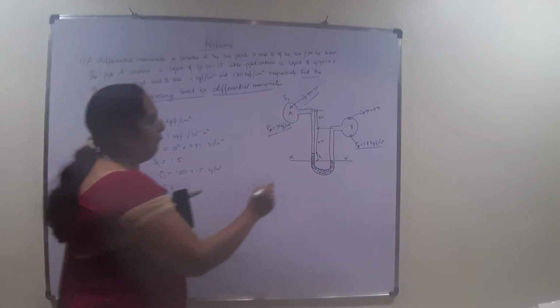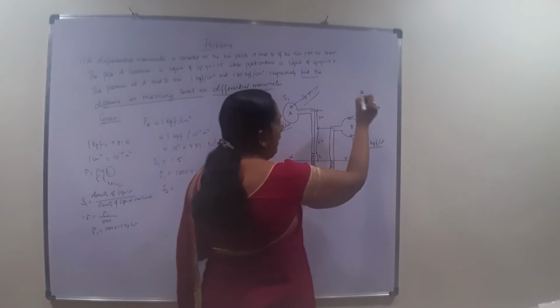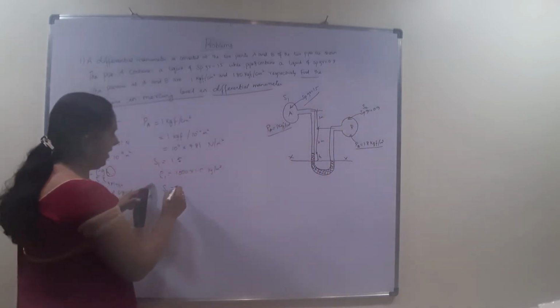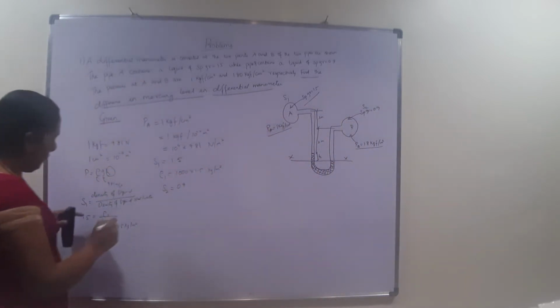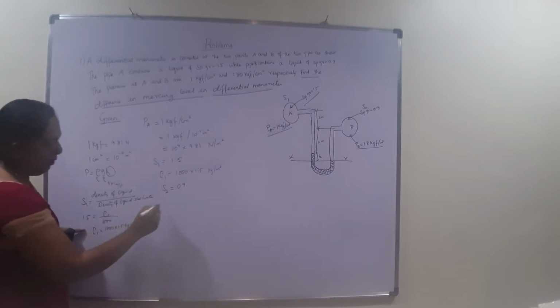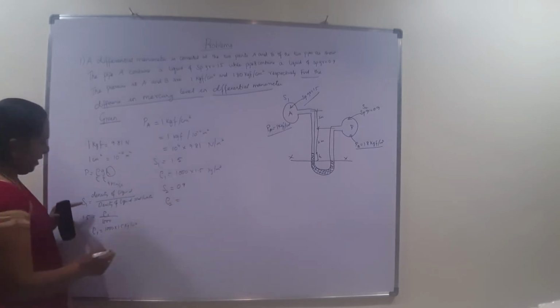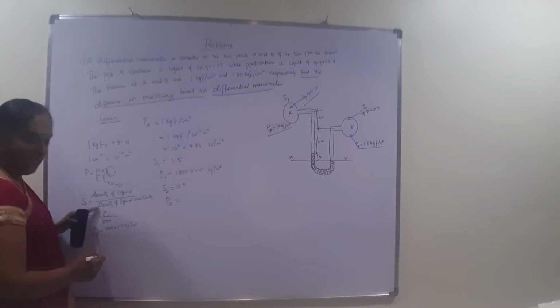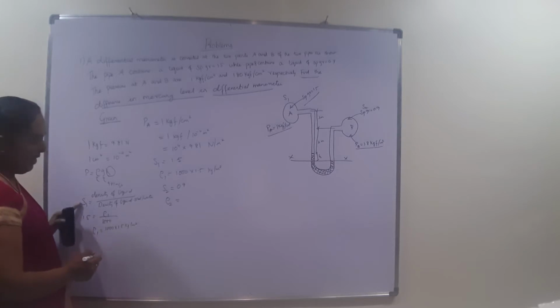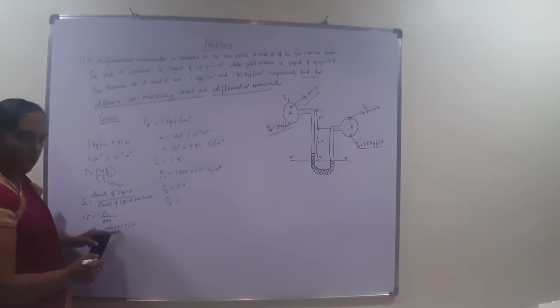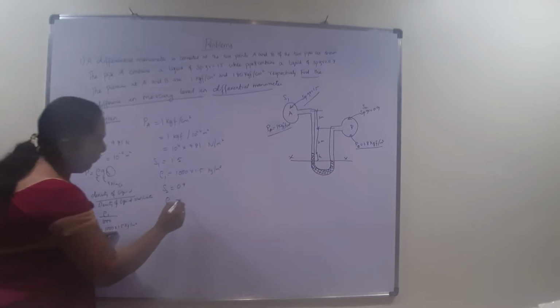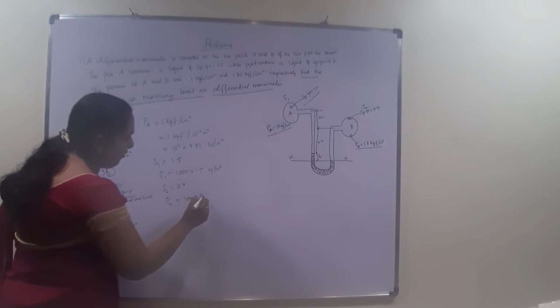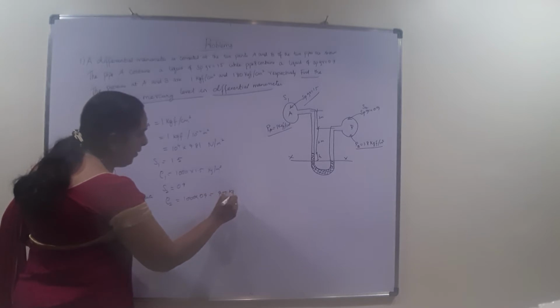S2 is the specific gravity of the fluid in pipe B. Here its specific gravity is 0.9. By using the same formula, we find rho 2. Density of the liquid divided by density of standard water is the specific gravity. So rho 1 is 1000 into specific gravity. Similarly, rho 2 is equal to 1000 into the specific gravity of the liquid, that is 0.9. So it is 900 kg per meter cube.